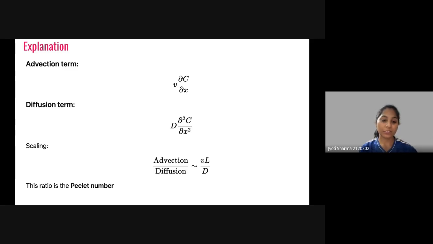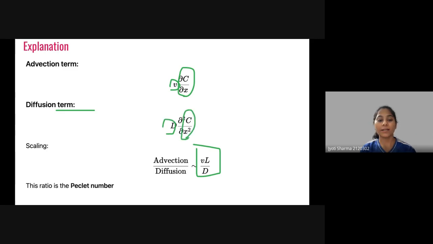You just need to see the formula of this, because a lot of questions can be asked from this formula. We have the advection term, that is the velocity and the concentration gradient. Your diffusion term has the diffusion coefficient and the concentration gradient. Whenever we do the scaling and calculate the ratio, this will be velocity multiplied by thickness divided by your diffusion coefficient, and that will be known as your Peclet number.